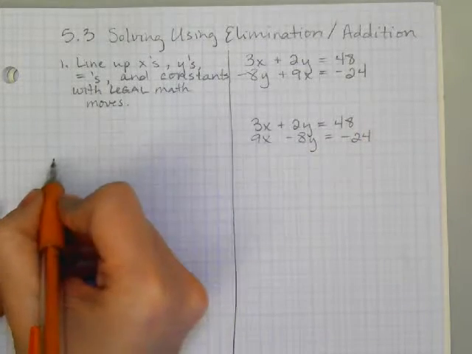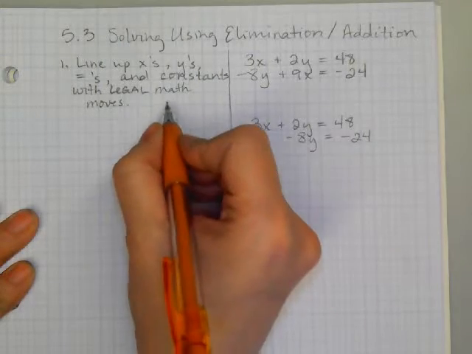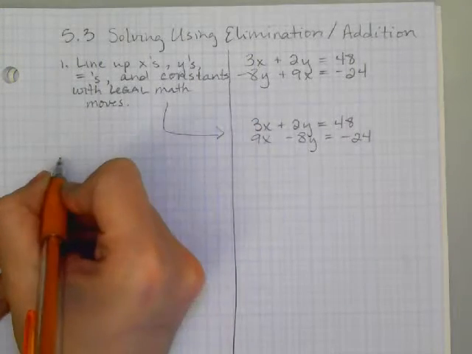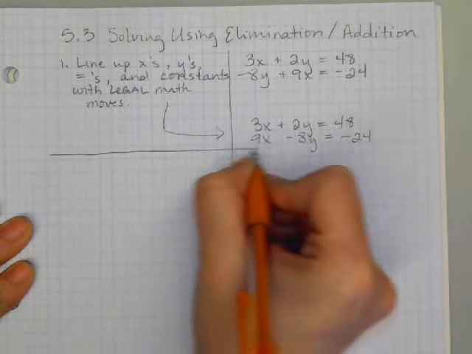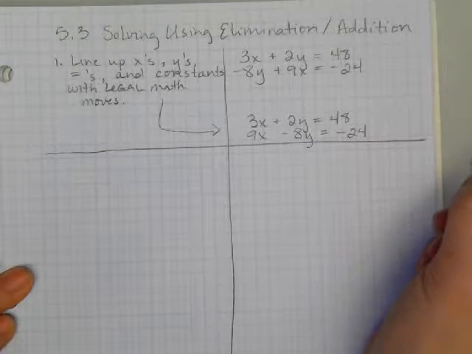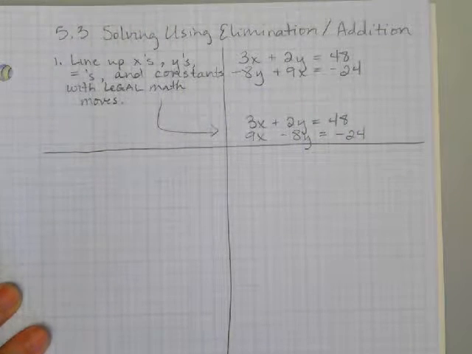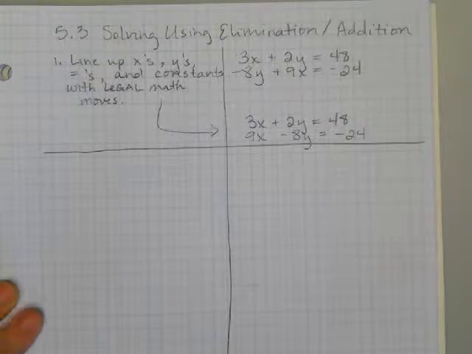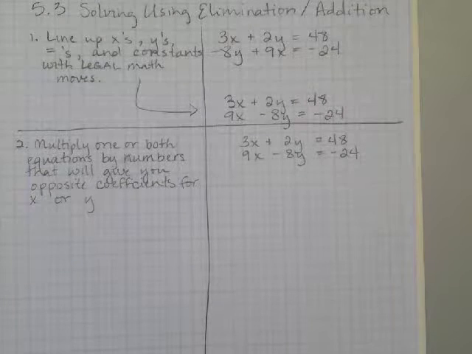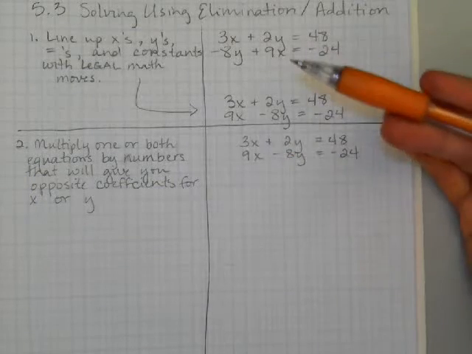My next step is to multiply either equation or both by numbers that will give you opposite coefficients for x and y. When I look at this, what we're going to end up doing is adding these two equations. If I were to add this, I would get 3x plus 9x would give me 12x, and 2y minus 8y, or plus a negative 8y, would give me negative 6y. Neither variable would get eliminated, and that's what I need to happen.